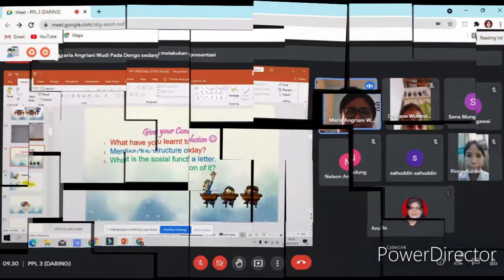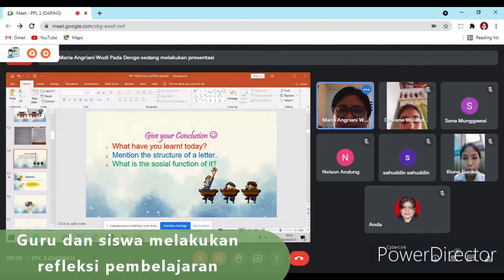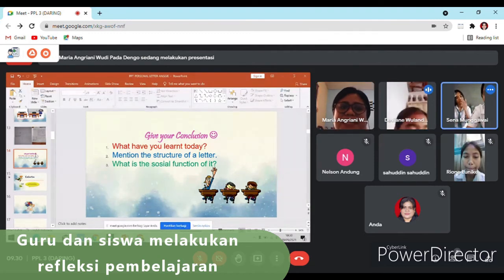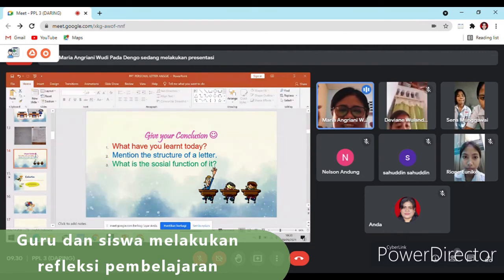Yeah, okay, we come to the conclusion. What have you learned today? Apa sih yang tadi kalian sudah pelajari dari awal our meeting? About letter. About personal letter. Good. Can you mention the structure of a letter? Masih ingat tadi? Dari kepala, badan, sampai kaki? Okay. The first one, yang pertama apa tadi?